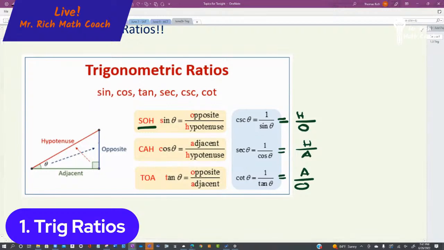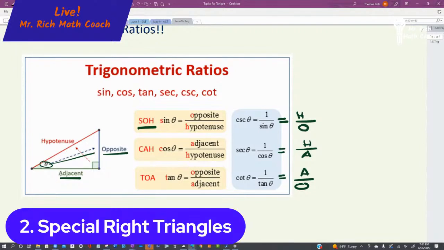And of course, which side is adjacent and opposite depends on which angle of the triangle you are referring to. Hypotenuse is always the side that's opposite the 90-degree angle. That never changes. But if I am talking about this angle right here, then this becomes the opposite side, and this becomes the adjacent side. You can see in this figure that we're talking about this angle, so that makes this side the opposite, and the one next to it the adjacent side, and the hypotenuse is always the hypotenuse. All right, so trig ratios are important.